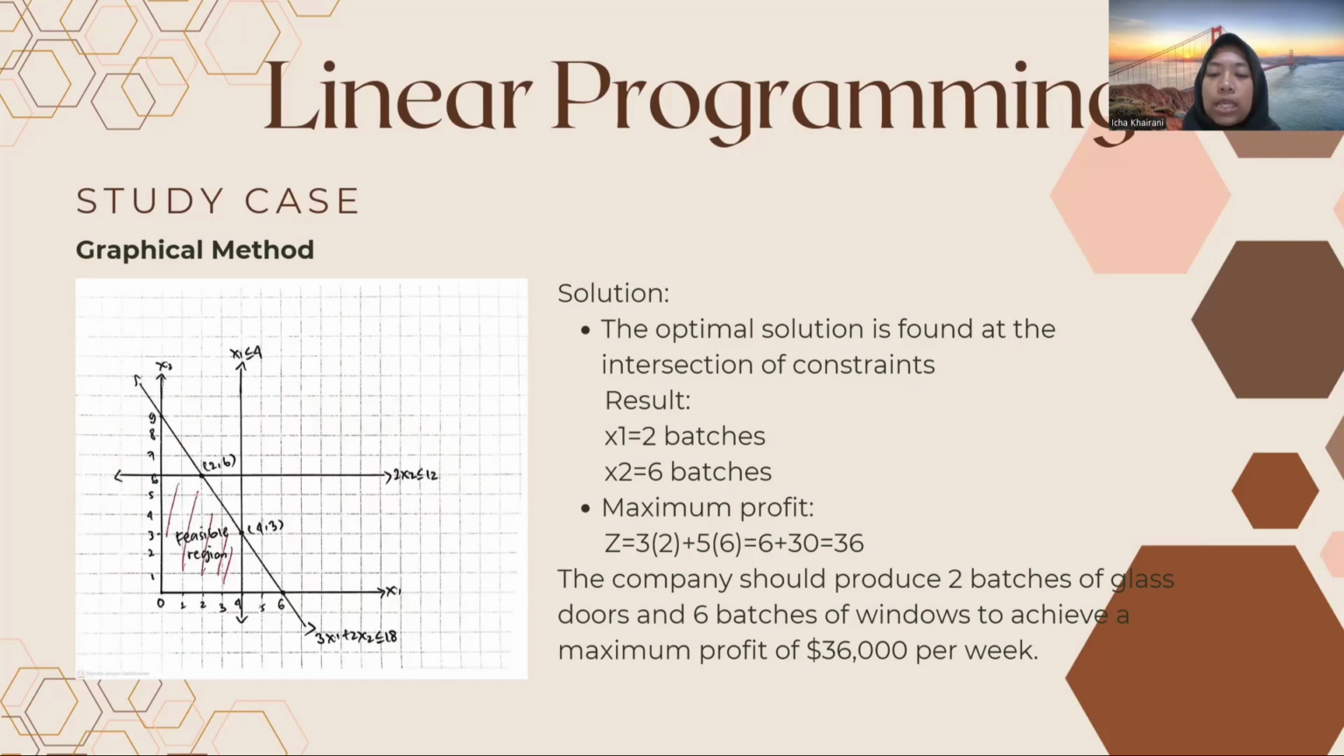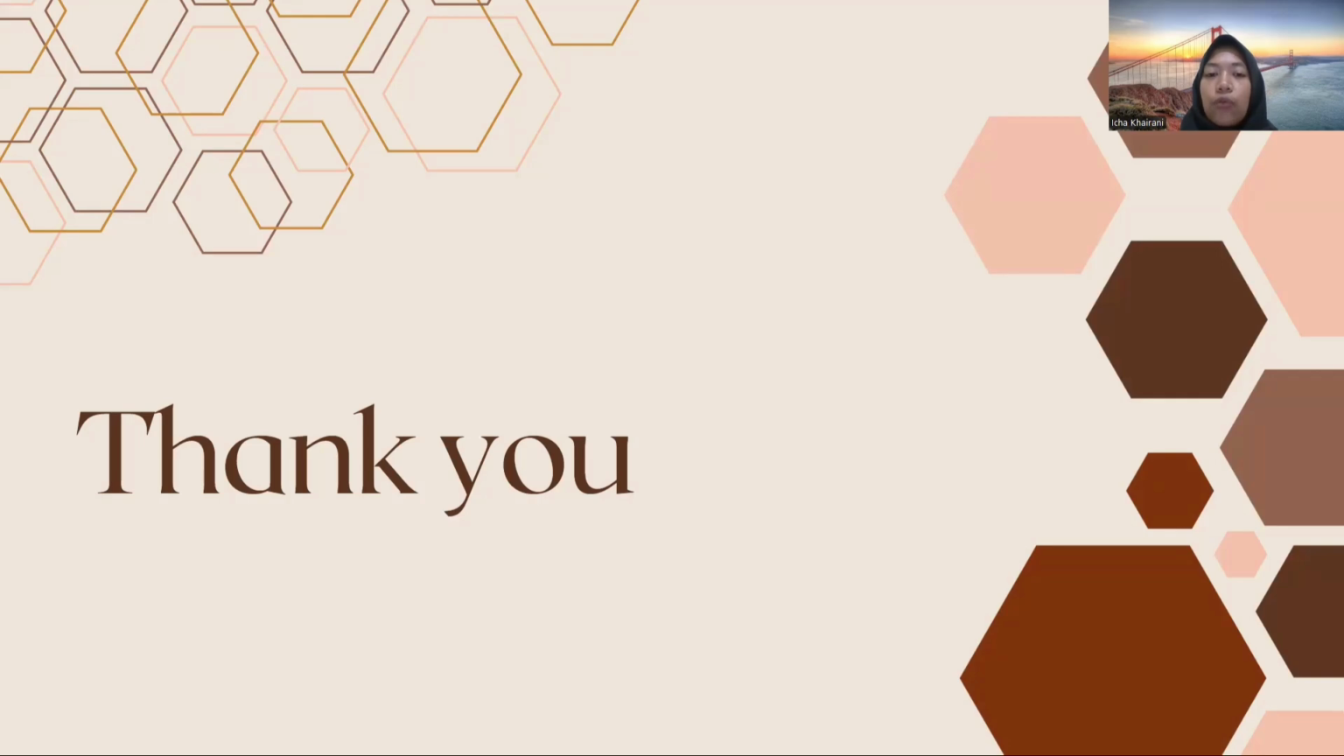The maximum profit is equal to 36. The conclusion is the company should produce 2 batches of glass doors and 6 batches of windows to achieve a maximum profit of $36,000 per week. So that's all for my presentation.